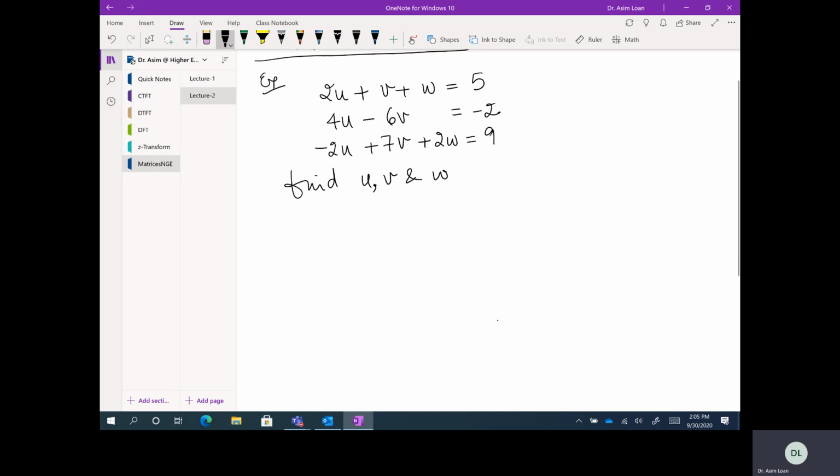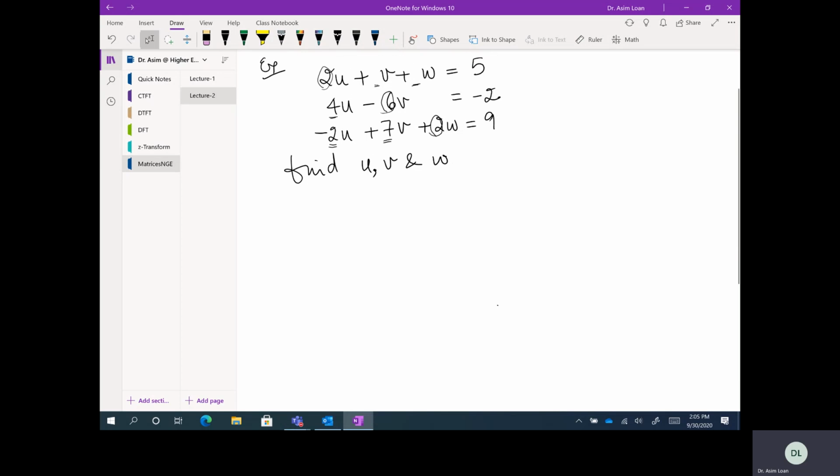And we want to do elimination. So obviously we want to get rid of the coefficients here, and we want to make this 1, we want to make this 1, and we want to make this 1. So let's see how do we do that. 2, 1, 1, 5, 4, minus 6, 0, minus 2, minus 2, 7, 2, 9.